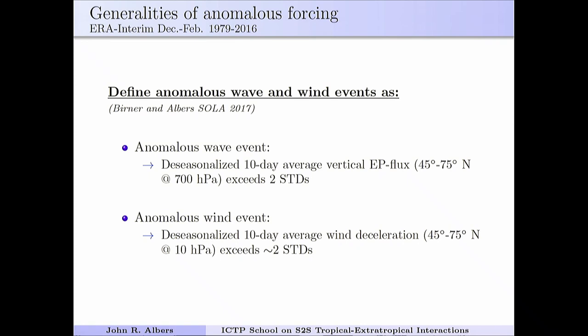One is we're going to define an anomalous wave event as the deseasonalized 10-day average vertical EP flux, which is just the amount of wave activity vertically propagating in the stratosphere, averaged between 45 and 75 north at 700 hectopascals. And that gives you a time series, right? So that's a time series of essentially wave generation at 700 hectopascals. It's how much we are generating in the lower troposphere that's going to then propagate into the stratosphere. And we define an anomalous event by two standard deviations. We do the flip side for anomalous winds. I'm not going to go through that, but know that you get a consistent result, which I'm about to show you, no matter how you look at this.